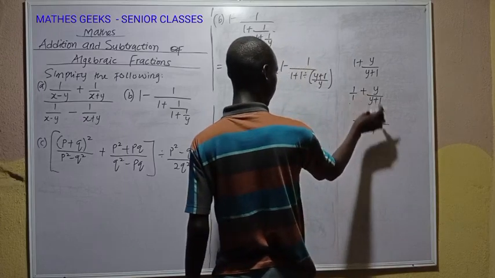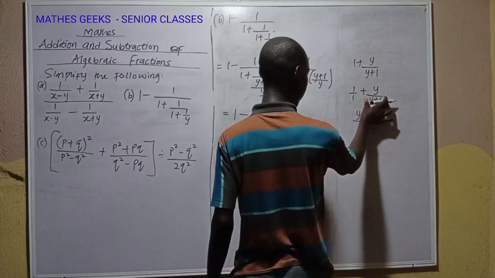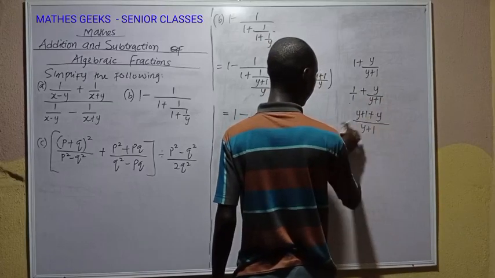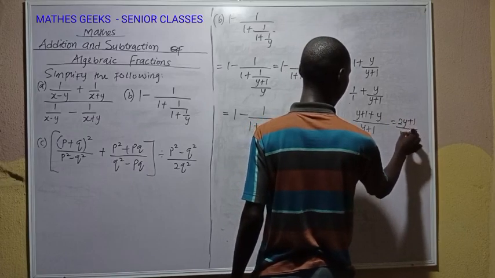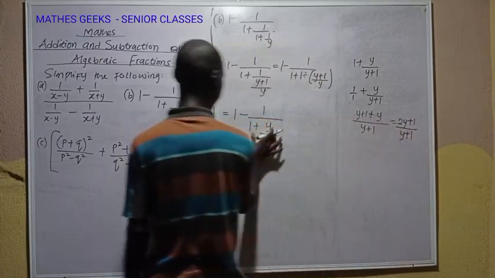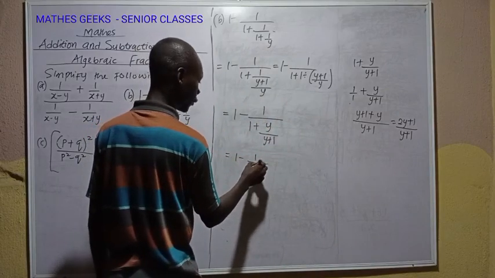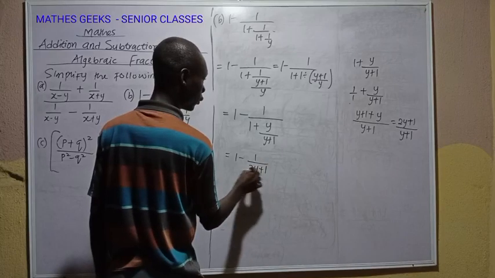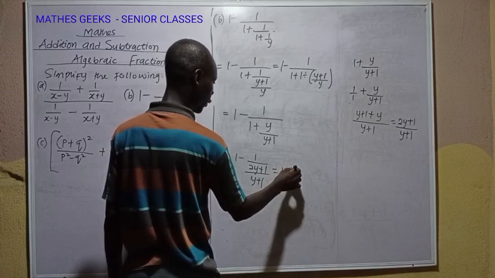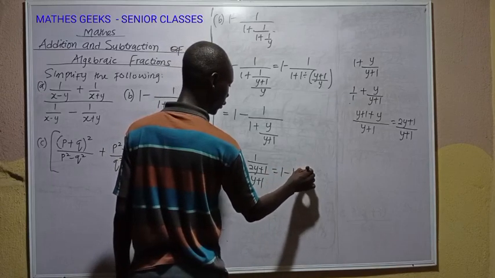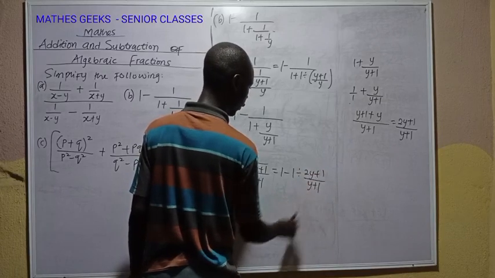When divided by this side, we get this. So y plus 1 plus y: y plus 1 divided by this, multiplied by this, is y. So y plus y is equal to 2y plus 1 over y plus 1. Put all of this here. So this is equal to 1 minus 1 over 2y plus 1 over y plus 1. This can also be written as 1 minus 1 divided by 2y plus 1 over y plus 1.